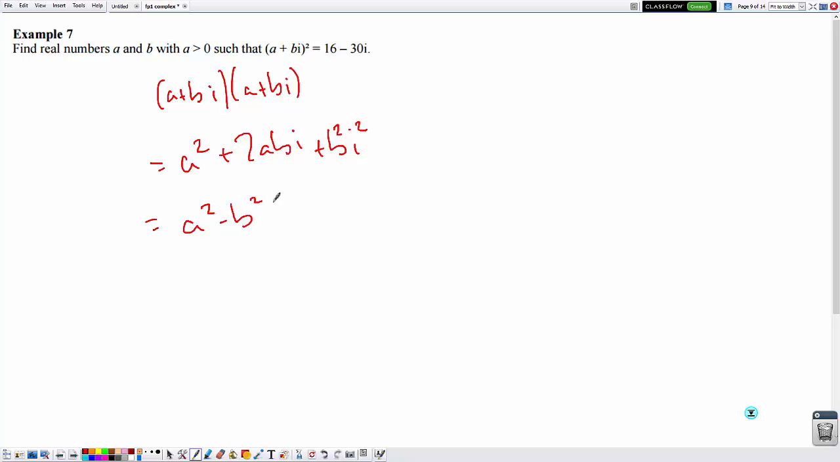Notice I write the i part at the end, just to keep it of the form something plus something i. And then it's plus 2abi. And that's equal to 16 minus 30i. All right, so let's compare real and imaginary parts. So my real part is this, my imaginary part, this, and this.